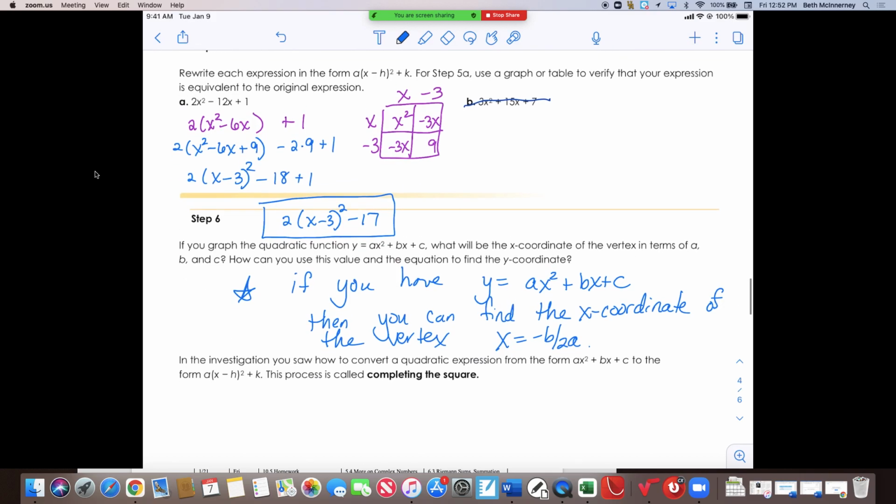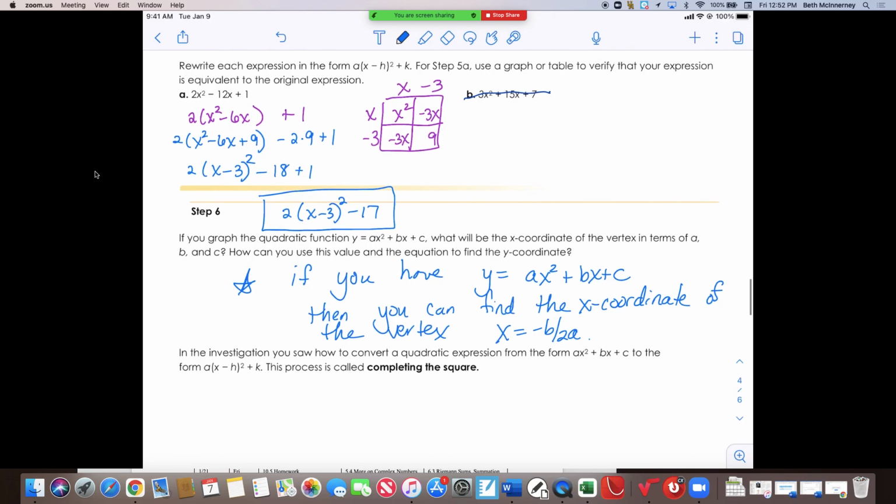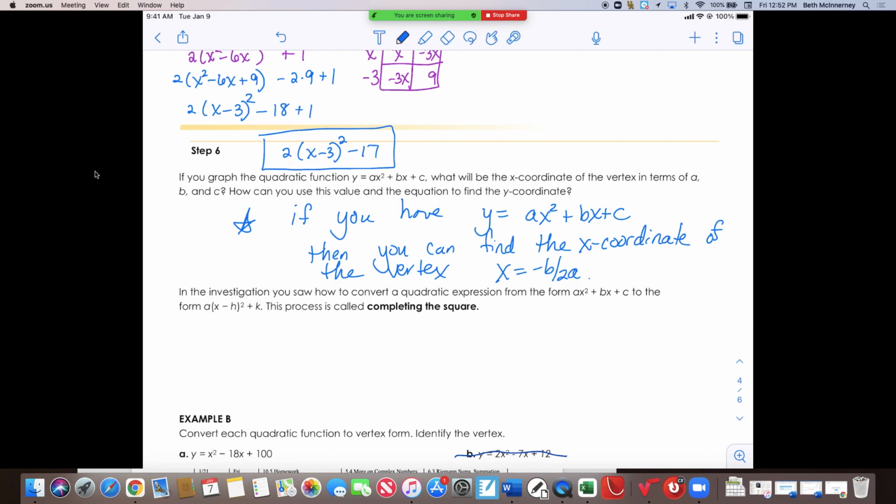So one method is completing the square. A second method from general form to the vertex is that if it's y equals ax squared plus bx plus c, we had this other formula, x equals negative b over 2a. Is that coming back to you? Good. Seeing some good nods there. All right, so what we just figured out is the process of completing the square.